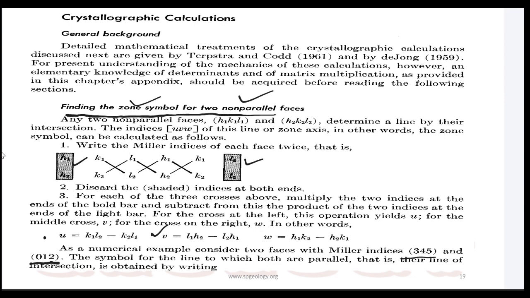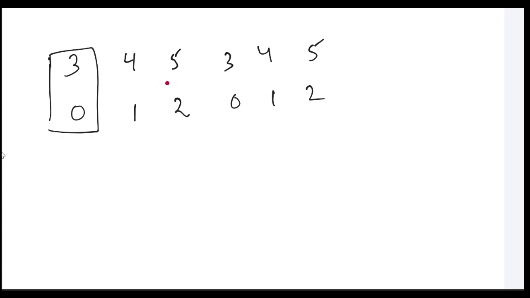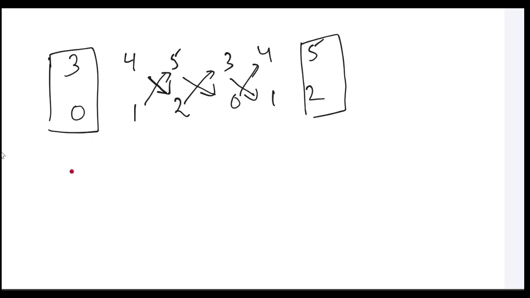Now 345, 012. So I write 345, then again 345, 0 1 2 0 1 2, we'll exclude that at the end, then we'll do cross multiplication. So we'll get our three indices of zone axis.